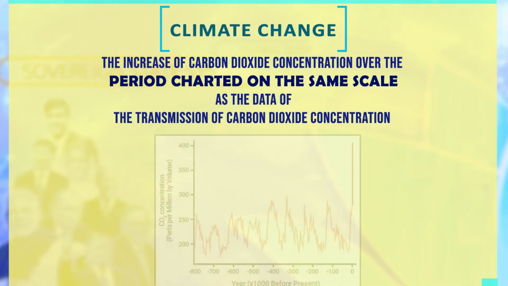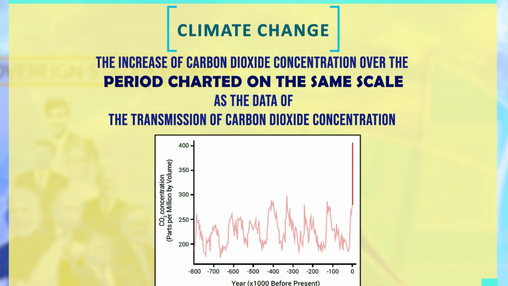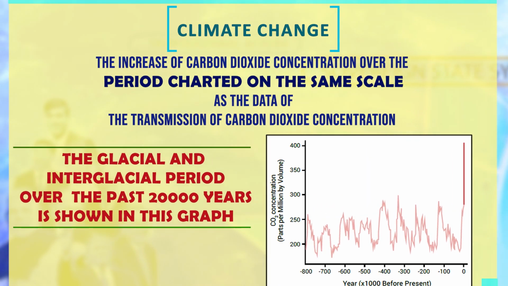Climate change. Climate change has become more than obvious over the past few decades, with 9 years of the decade making it to the list of hottest years the planet has ever witnessed. The increase of carbon dioxide concentration over the industrial period is charted on the same scale as the data of the transition of carbon dioxide concentration between the glacial and interglacial periods over the past 20,000 years, as shown in this graph.